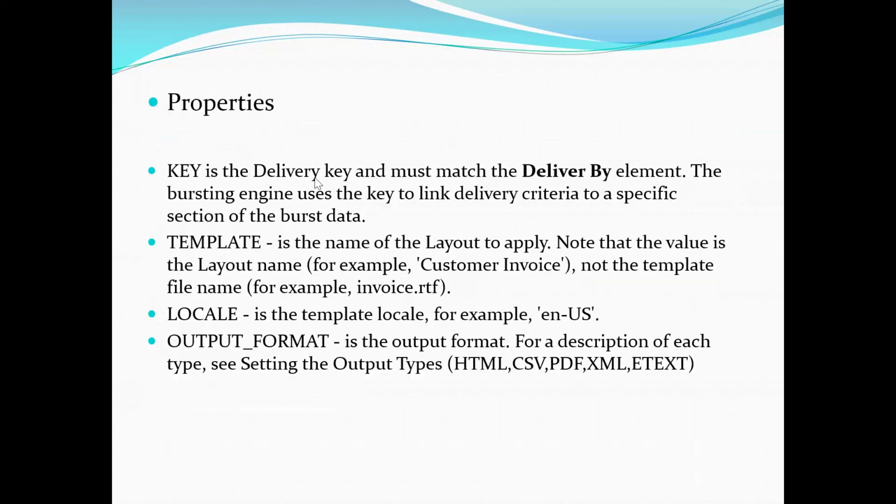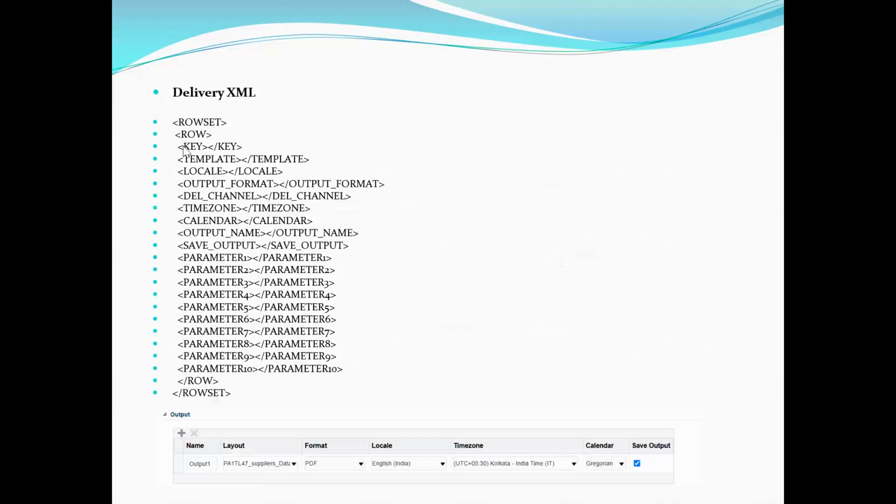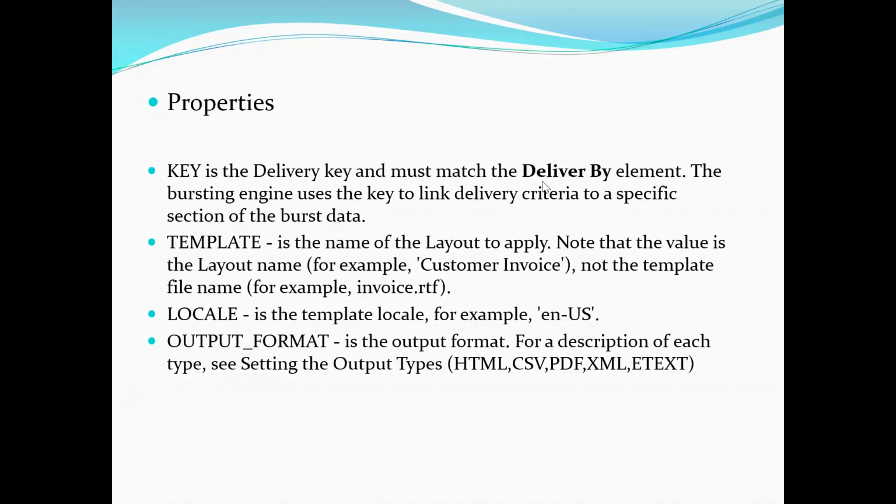Key is the delivery key and must match the delivery by element. This is the most important thing. Whichever key is there, this key value should be matched with your delivery by element. The bursting engine uses the key to link delivery criteria to a specific section of the burst data.